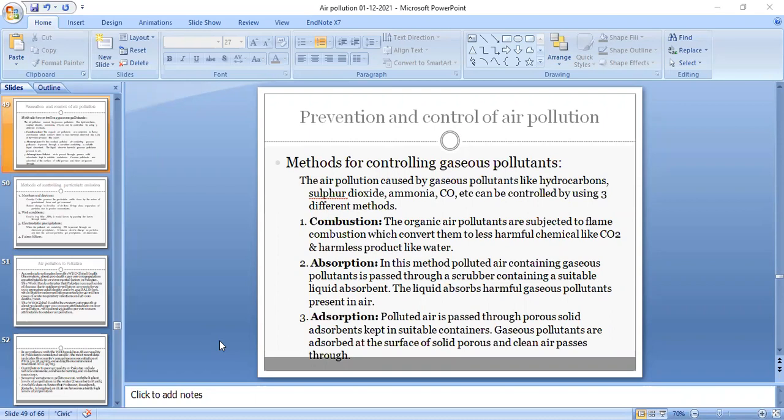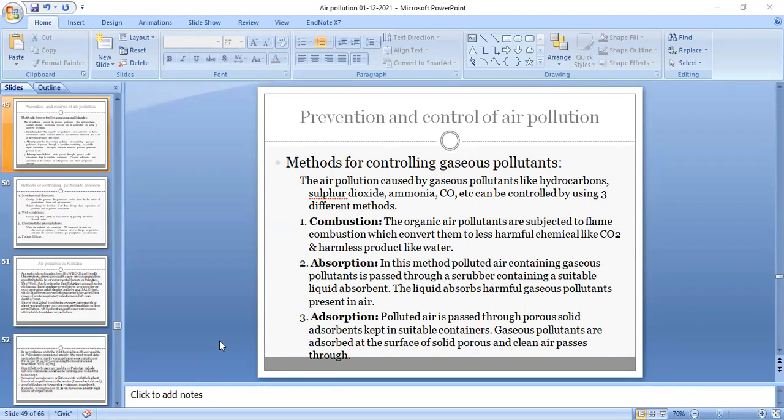In the combustion method, the organic air pollutants are subjected to flame combustion, which converts them to less harmful chemicals like carbon dioxide and water. The other is absorption. In this method, polluted air containing gaseous pollutants is passed through a scrubber containing a suitable liquid absorbent. The liquid absorbs harmful gaseous pollutants present in the air.